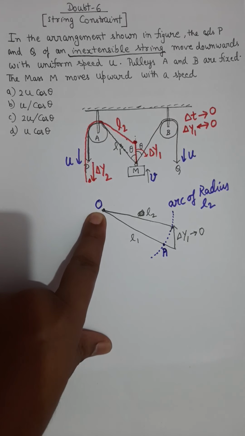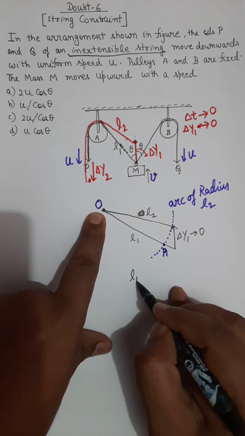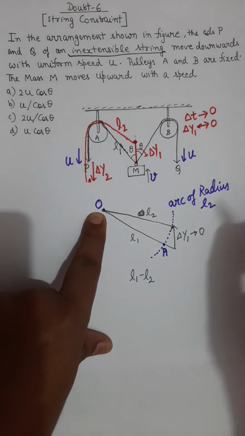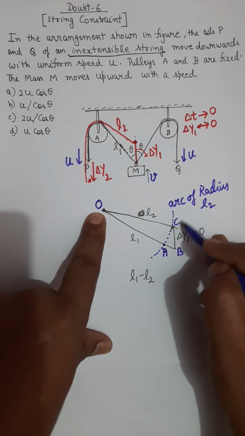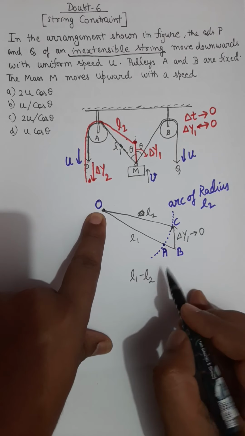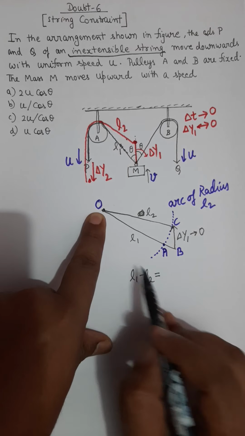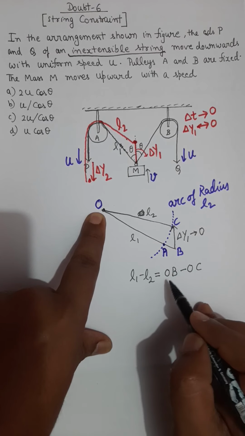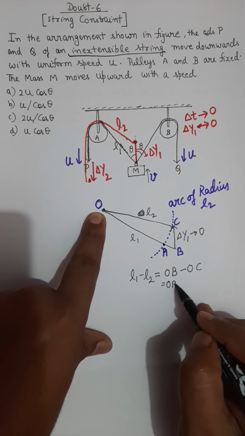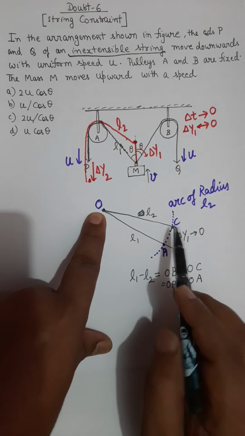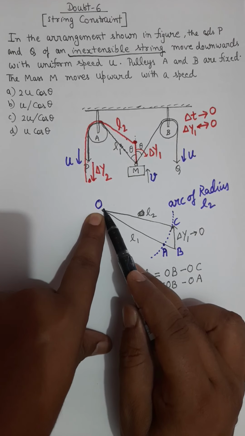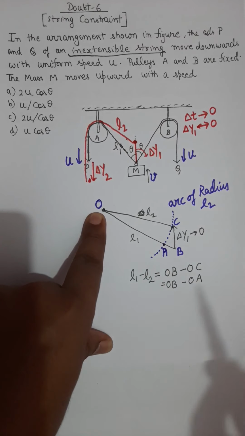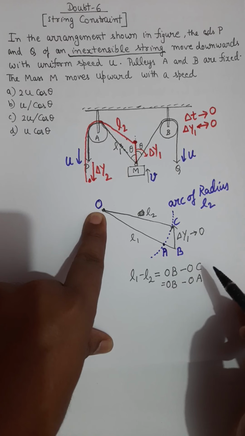Now I want to find L1 minus L2. Let me name other points. Let's say it is B, it is C point. L1 minus L2. What is L1 minus L2? So L1 is the length from O to B. L2 is the length from O to C. But OC is same as OA. Being a circular arc and O as the center, OC is the radius of arc. OA is also the radius of arc, and therefore OA equals to OC.